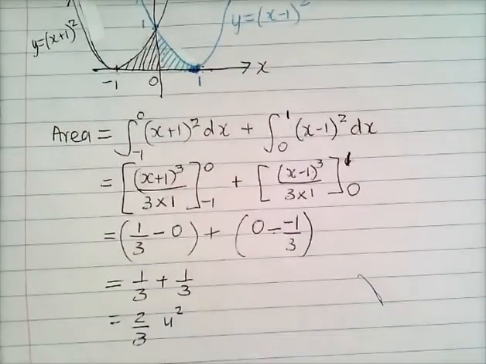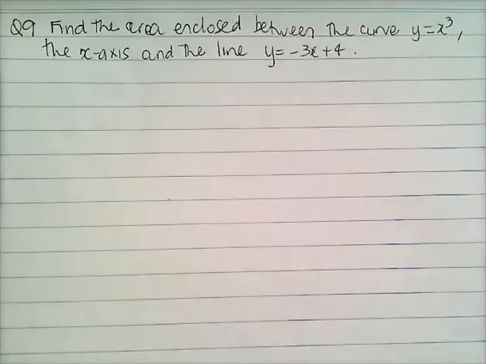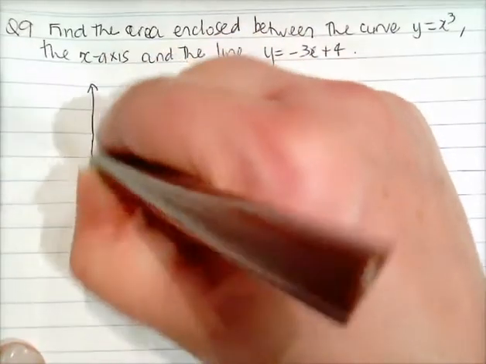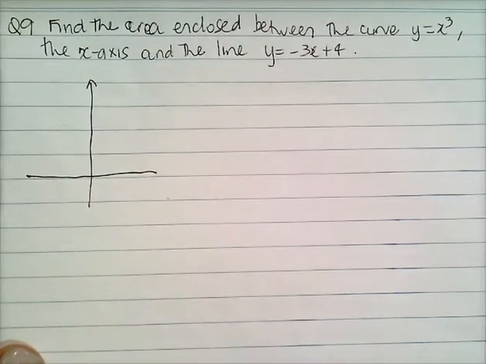Okay, and I think that's the best way to do that question. Okay, we'll go on to another question now. Question 9 from exercise 3.8. Find the area enclosed between the curve y equals x cubed, the x-axis, and the line y equals negative 3x plus 4. Okay, what I'm going to do first, I'm going to sketch that line.